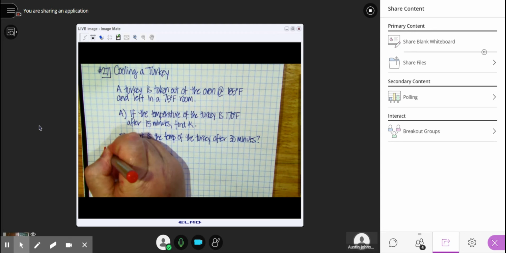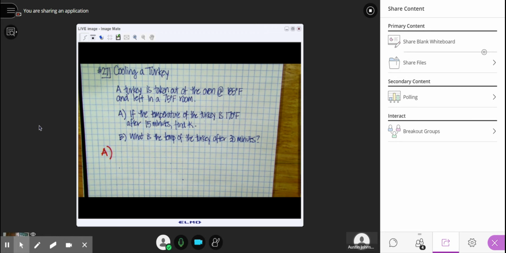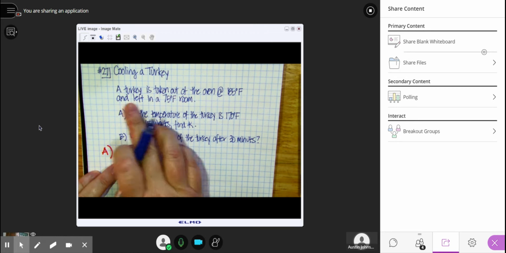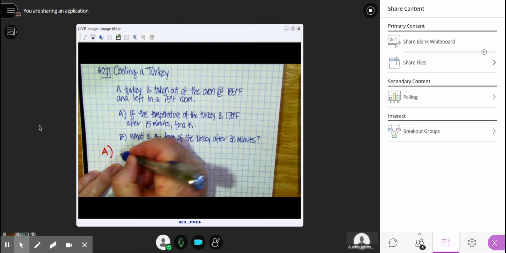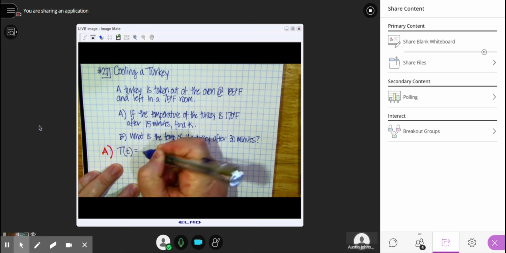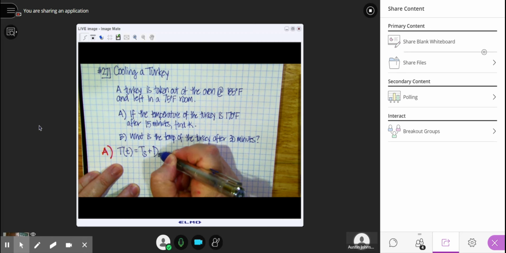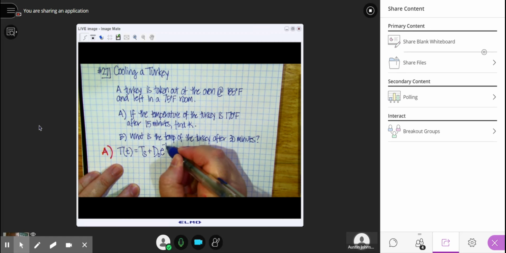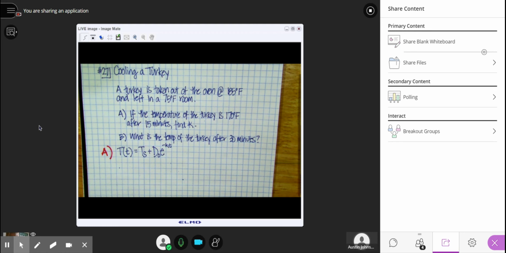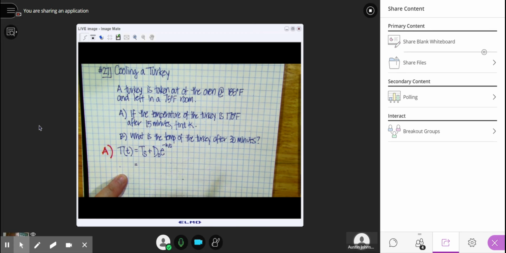Let's take a look. Looking at part A. The turkey is cooling in a room. This is Newton's law of cooling. T of t, temperature as a function of t, is equal to the temperature of the surrounding room plus the initial difference times e to the negative kt. You have several pieces of information here. What is the temperature of the surrounding room? 75 degrees. This is 75.